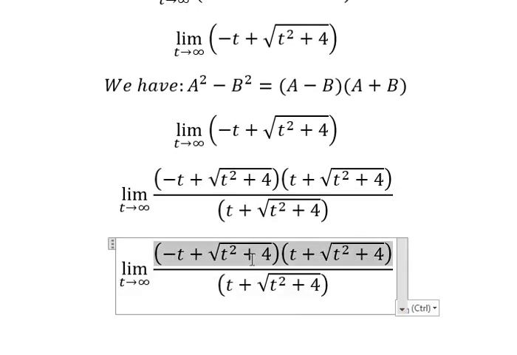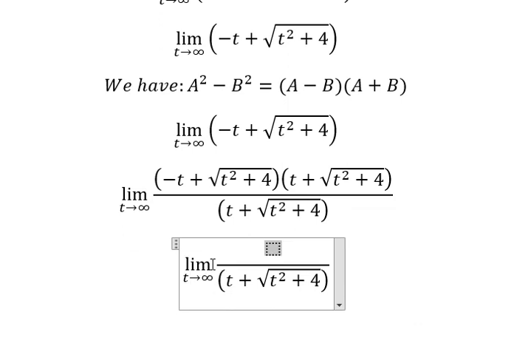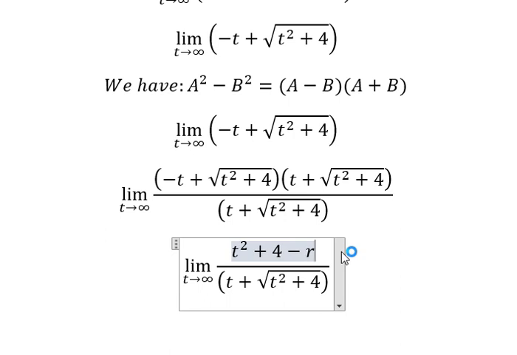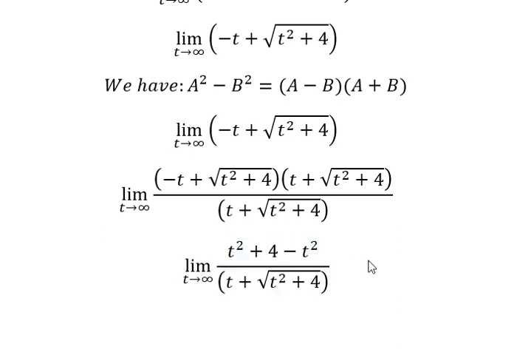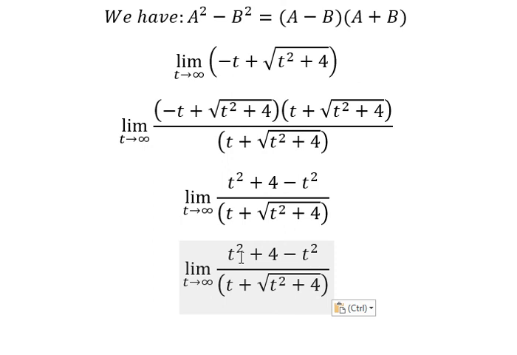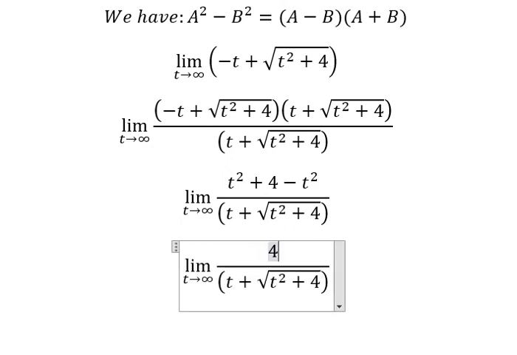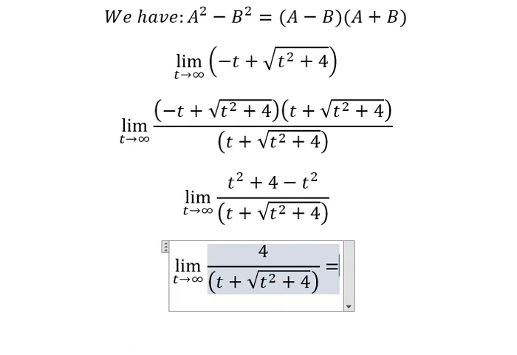So this one, if we simplify it, we have like this, so we have t square plus 4 minus t square. So t square minus t square we cancel. So we see that when t approaches positive infinity, this one goes to positive infinity. Number 4 divided by positive infinity, you get 0.